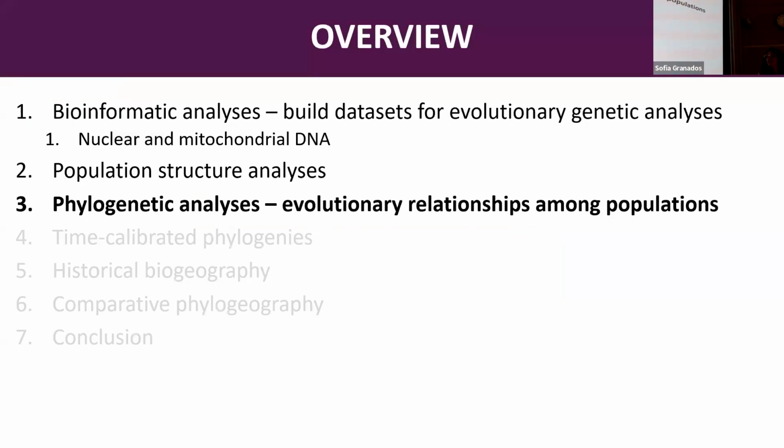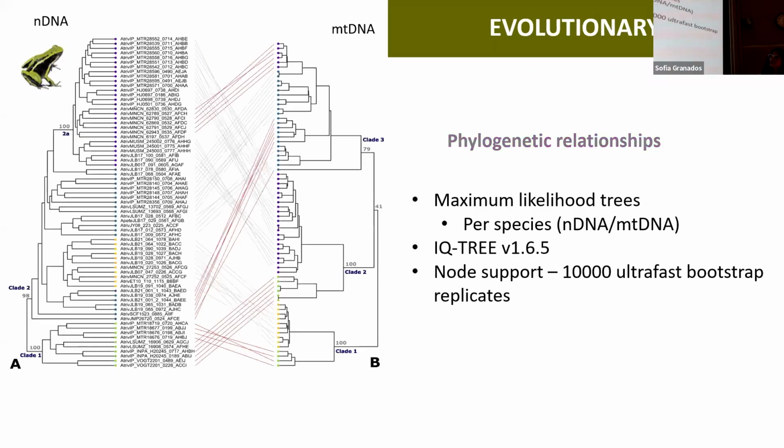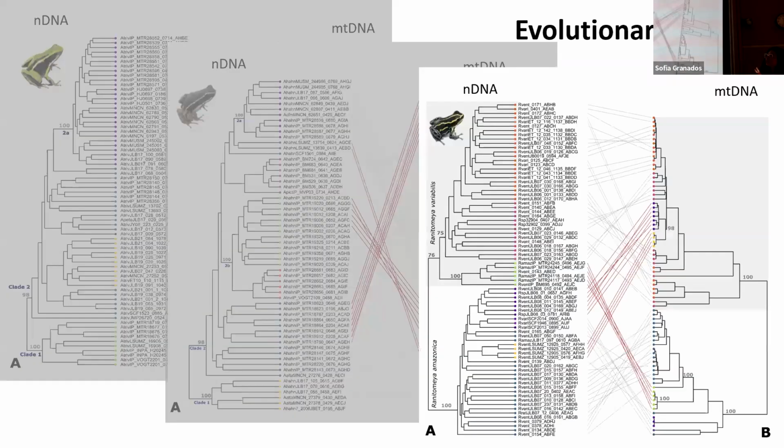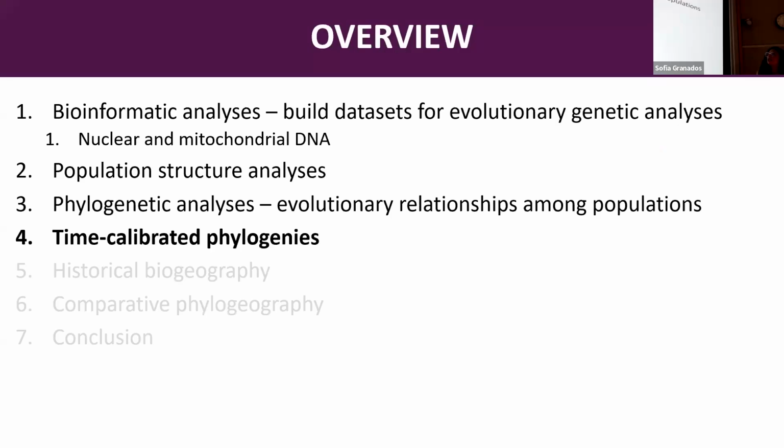Then I performed my phylogenetic analysis. For this part, I performed maximum likelihood trees per species and for both datasets, nuclear and mitochondrial DNA. I used IQ-TREE and I ran 10,000 ultra-fast bootstrap replicates for node support. And then once I did that, I had phylogenetic trees for all of my species for both datasets. So now I was done with my evolutionary histories, and now I can do my time-calibrated phylogenies.